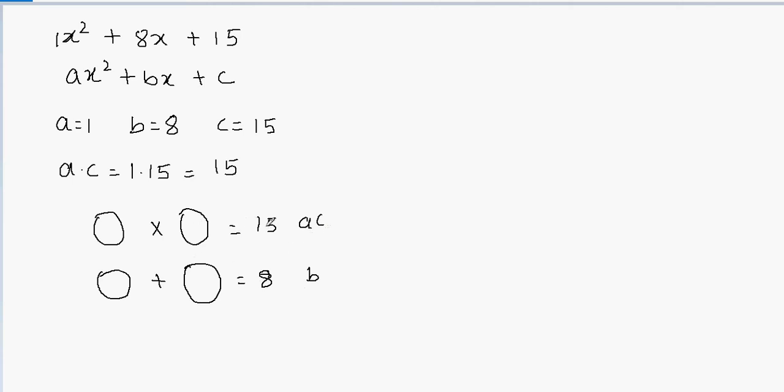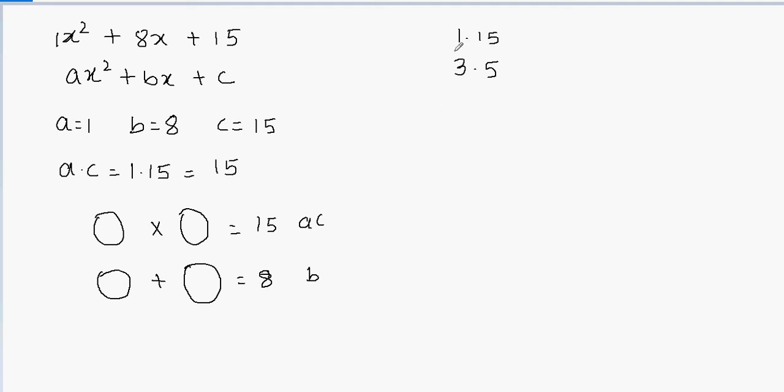So let's list down the factors of 15 first. Well, 1 times 15 or 15 times 1 is equal to 15. Then 3 times 5 is 15 or 5 times 3 is 15. Both are going to work. The order doesn't matter here. Okay, what else? That's it.